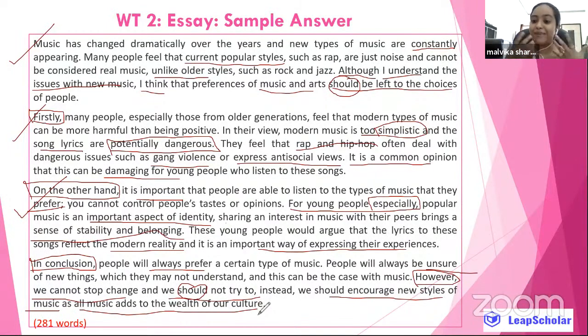This is how I give my recommendation. Let's not fight. Getting my point? So we have all the 3 points in our conclusion: my restatement of opinion, my summary, and of course my recommendation. So yes, this is how our introduction, body paragraphs, and conclusion is going to look like for the essay.